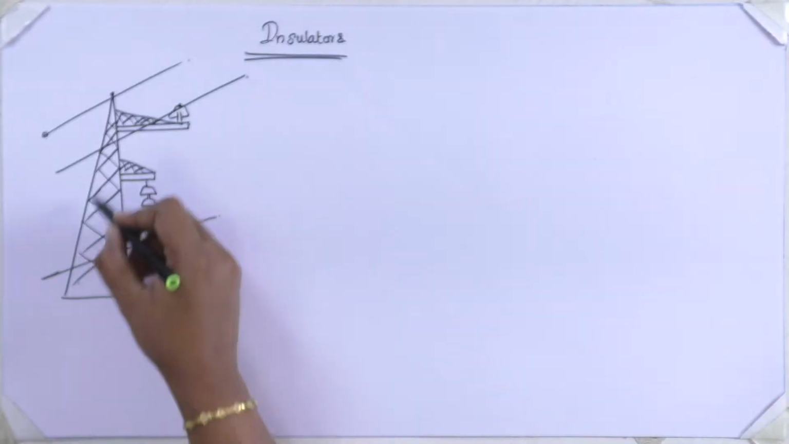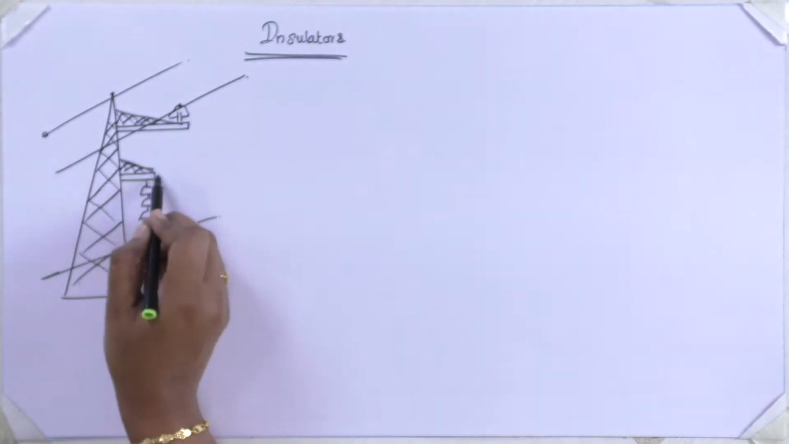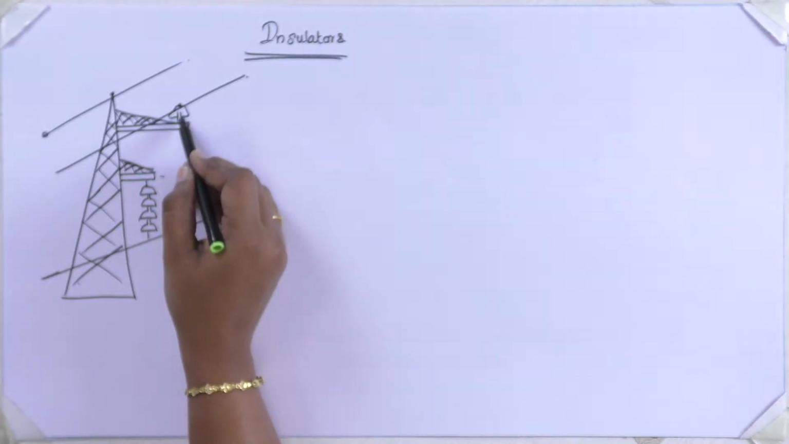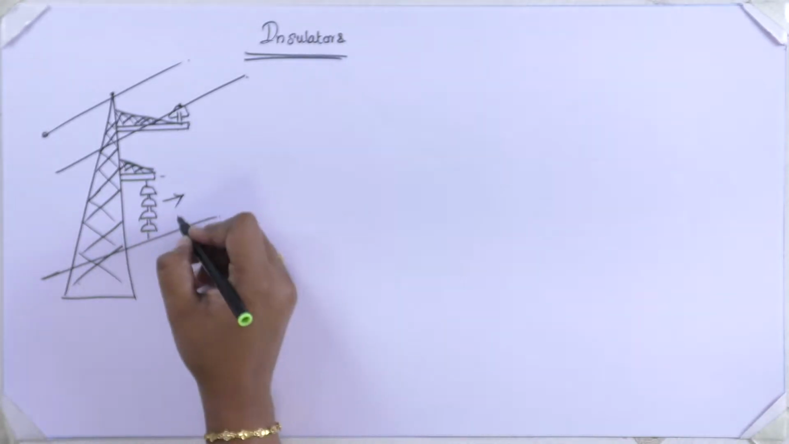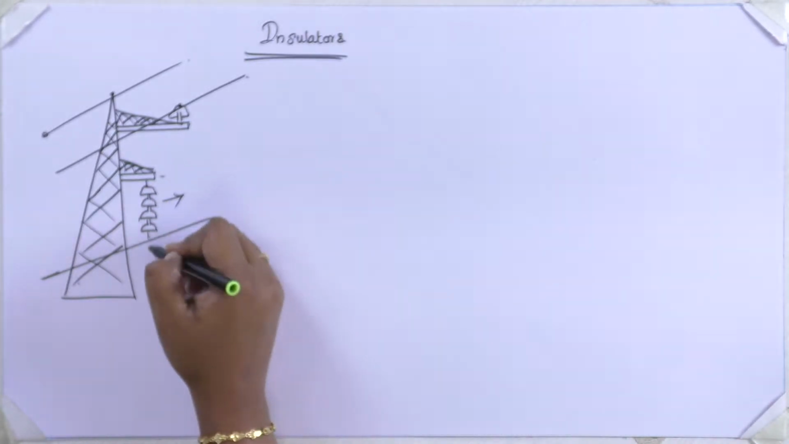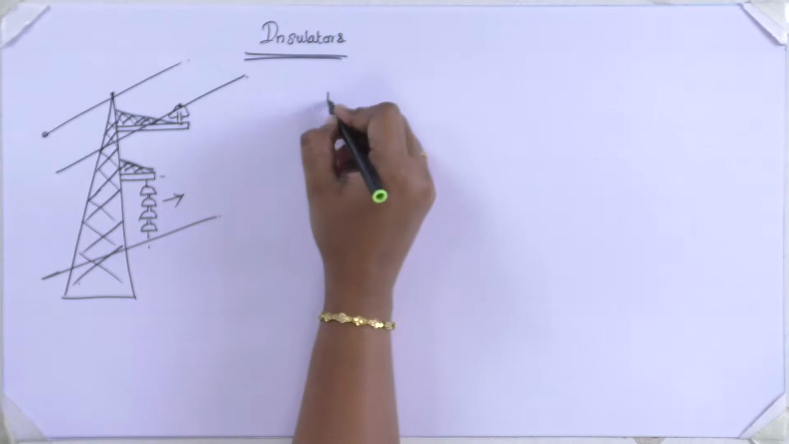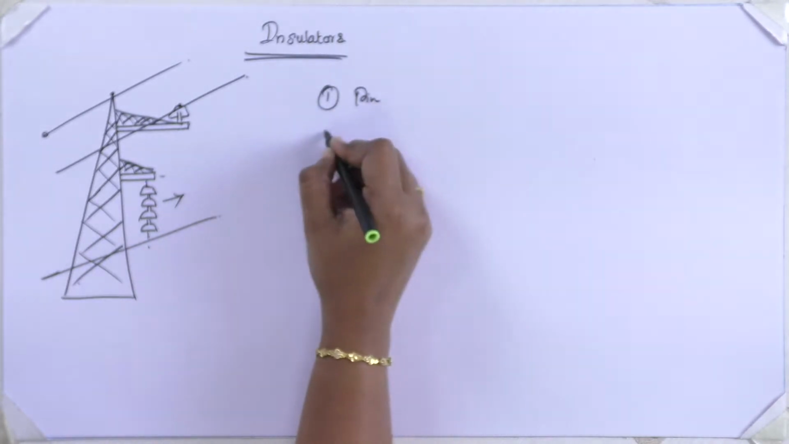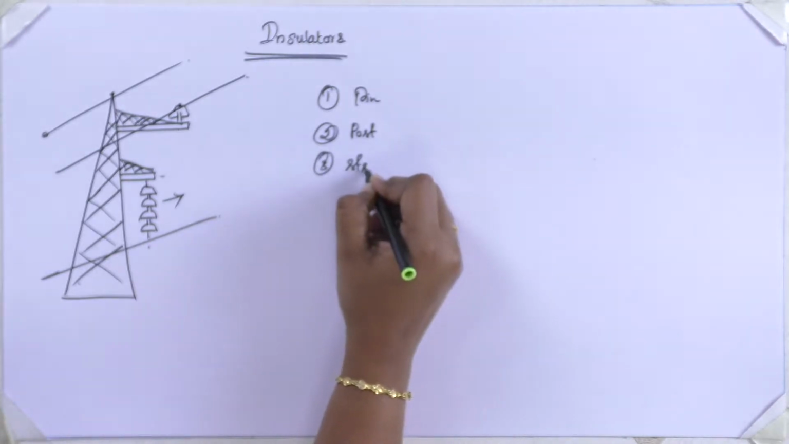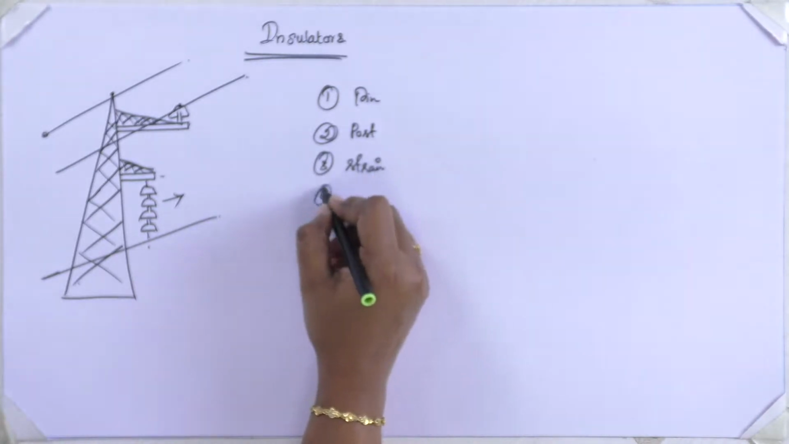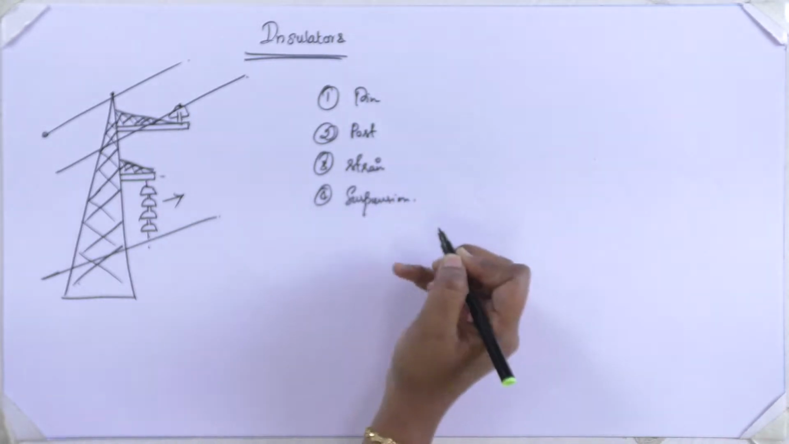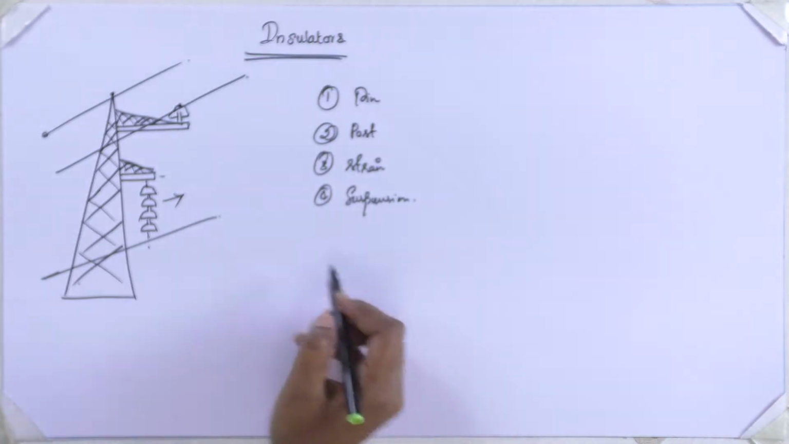First, if this is the transmission line tower, you have seen some cross arms projecting outside of the surface. On this surface they have mounted the insulator, which is somewhat brown in color. If it is brown, it is made of porcelain material. So what are the types of insulators? The first is pin type, the second is post, then strain, and suspension. These are the four types of insulators that we are going to discuss.